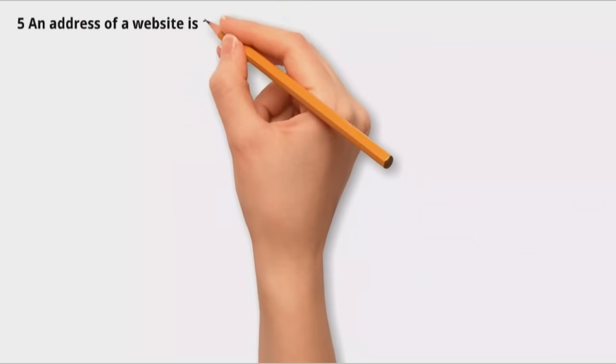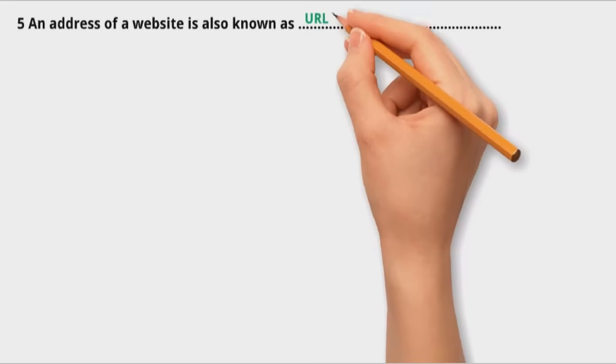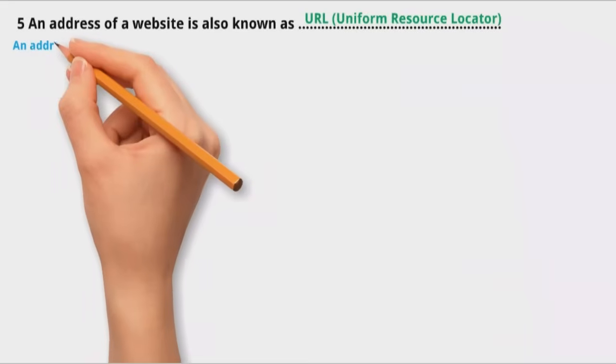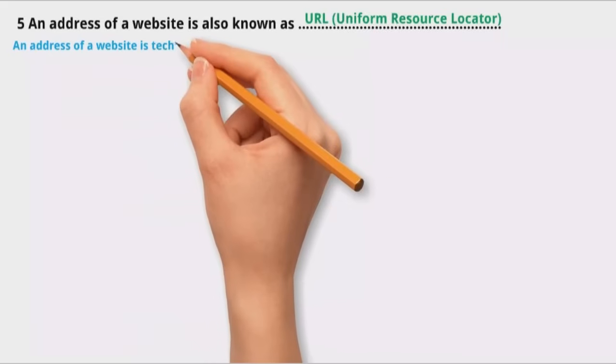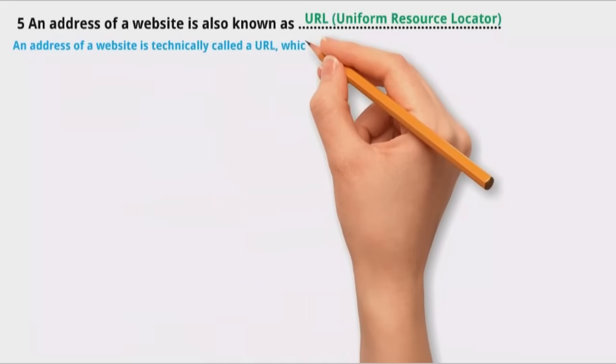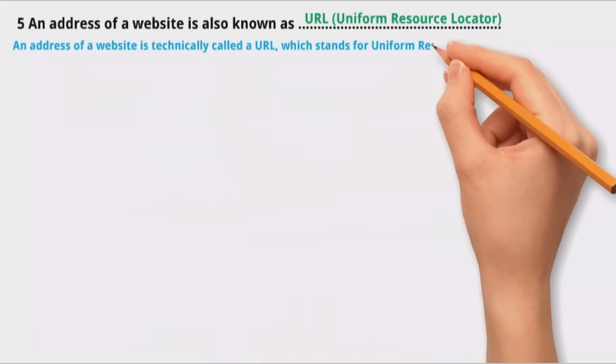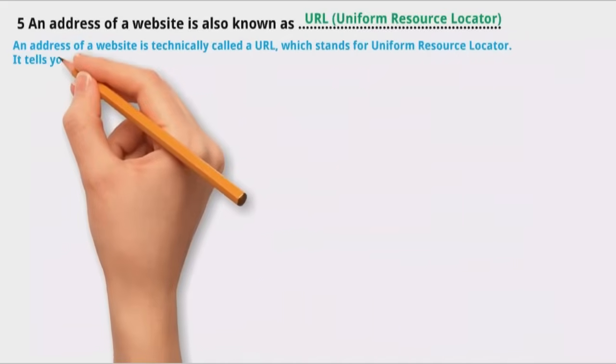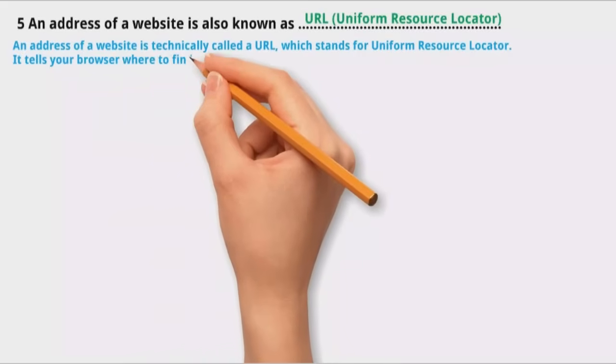Now let's go to question 5. An address of a website is also known as blank. Correct answer: URL, Uniform Resource Locator. An address of a website is technically called a URL, which stands for Uniform Resource Locator. It tells your browser where to find a specific web page on the internet.